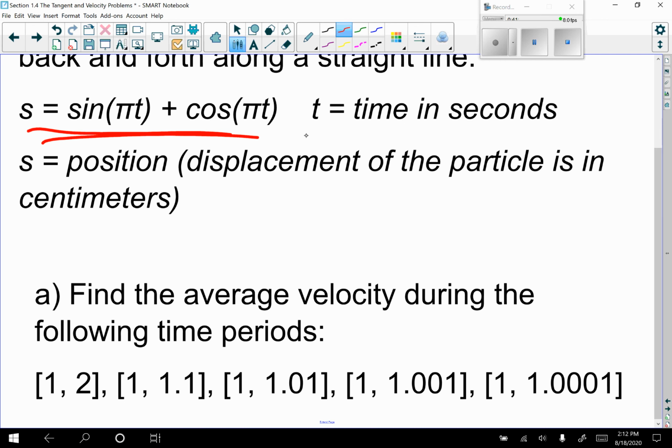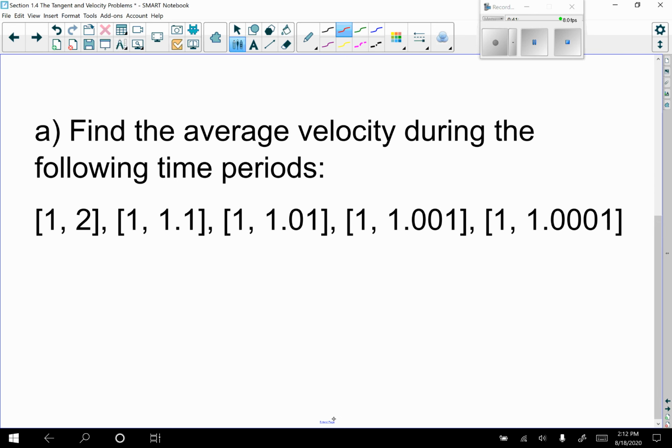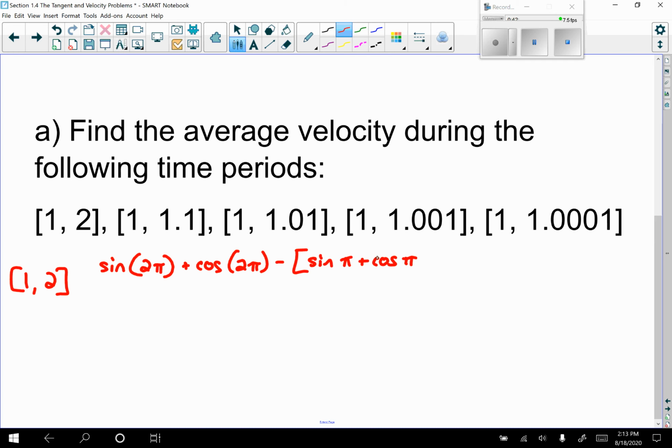So our velocity answers are going to be in centimeters per second. All right, so first what we want to do is calculate the interval from 1 to 2. So if we look at from 1 to 2, first we need to figure out, this is what we're going to type in, sine of the t is now 2, so 2 pi plus cosine of 2 pi, and then it's minus, and we'll have sine of 1 pi plus cosine of 1 pi. Now, because all these first numbers are 1, all we have to do is the second part just once. And then this is over 2 minus 1.